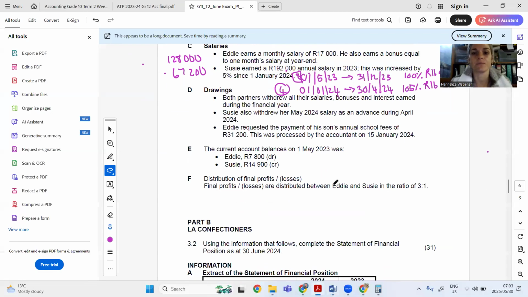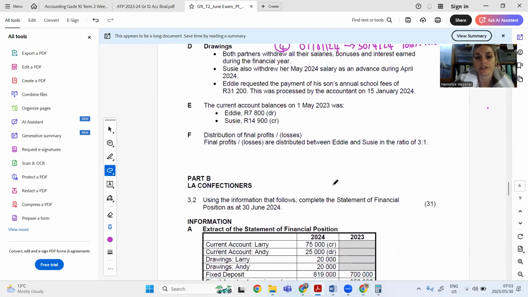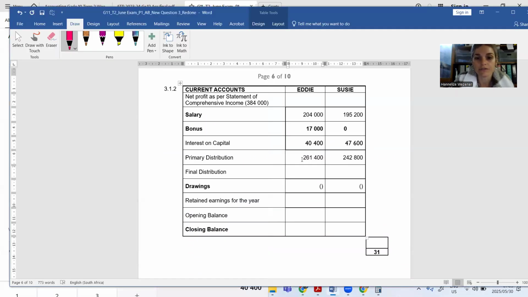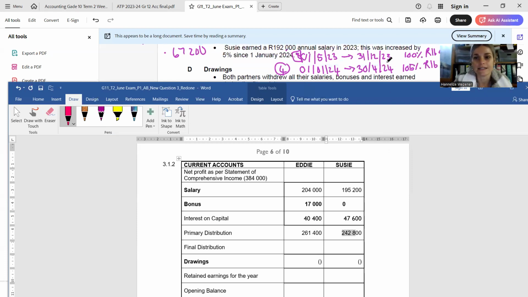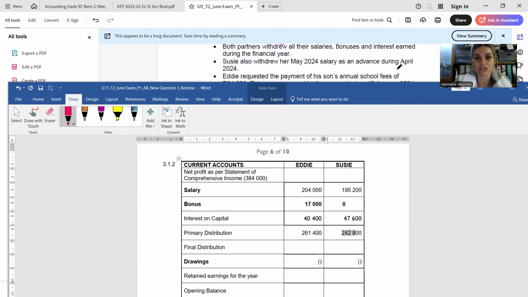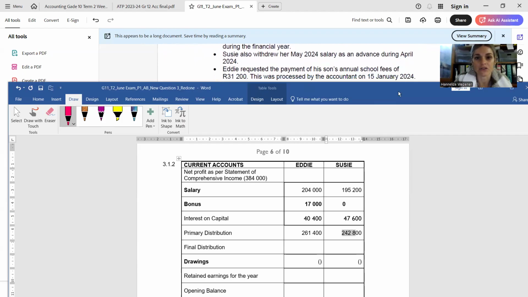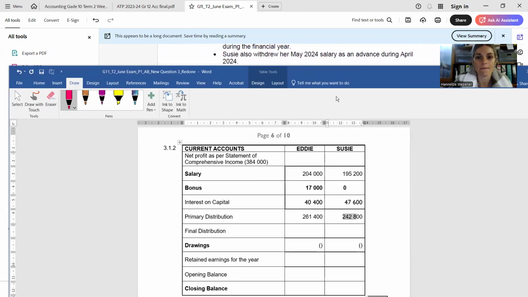Then it says that both partners withdrew all of these salaries, bonuses, and interest earned during the financial year. In other words, both of them withdrew their primary distribution. On top of that, Susie also withdrew her May salary as an advance during April. So in other words, she took her 242, but she also took another 16,800 because that's how much she earned per month by year end. So that is what she will earn for May.